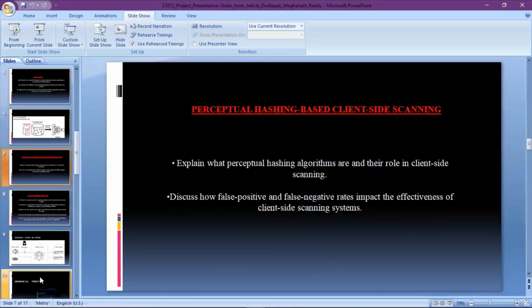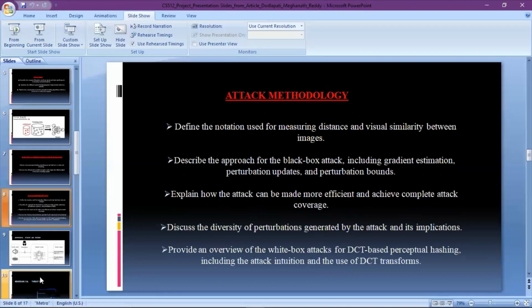It describes perceptual hashing algorithms and how client-side scanning uses them. It also describes how the effectiveness of client-side scanning systems is impacted by false positive and false negative rates. Coming to the attack methodologies, the paper talks about how we measure how similar two images are and how far apart they are in terms of looks. It also describes a kind of attack called the black box attack, which has 3 steps.